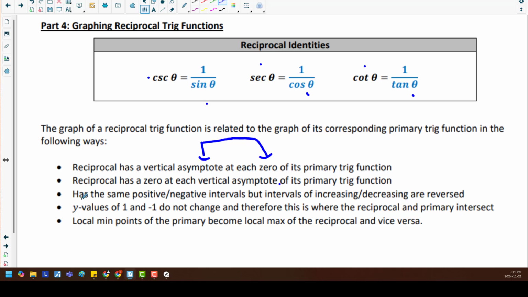at that point. Has the same positive/negative intervals, but intervals of increasing and decreasing are reversed. Important to note: y values of 1 and -1 do not change, and therefore this is where the reciprocal and primary intersect. Local min points of the primary become local max of the reciprocal, and vice versa. Okay. So let us graph a little bit of this, shall we?